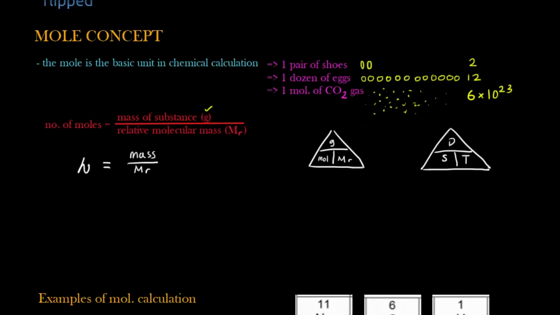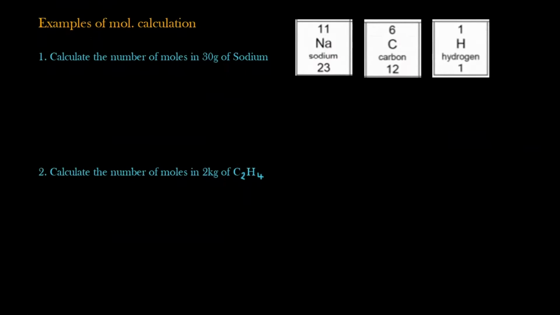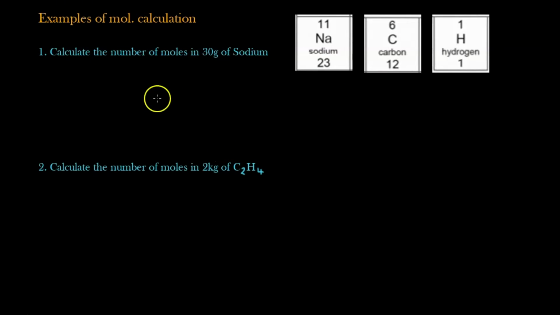Okay, let's move on to some actual calculations. These are examples of mole calculation. The first question I have here is: calculate the number of moles in 30 grams of sodium. Let me quickly write the formula: n equals mass over AR. We'll talk about this AR and MR thing later. My mass I know is 30 grams, so I just write it here, 30 grams.